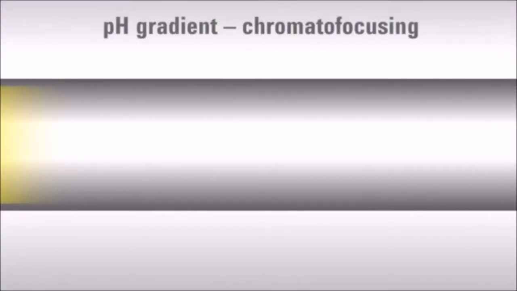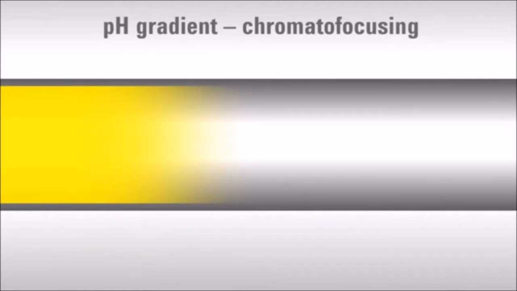In contrast to a salt or ionic strength gradient, a pH gradient uses a mixture of buffers consisting of a binding buffer with a low pH, such as pH 3, and an elution buffer with a high pH, such as pH 9. This technique is called chromatofocusing.